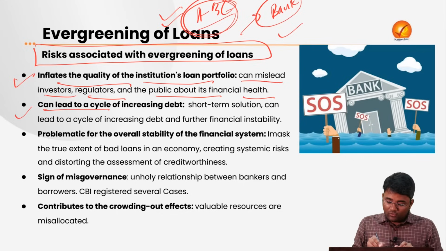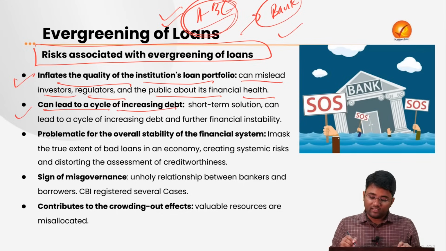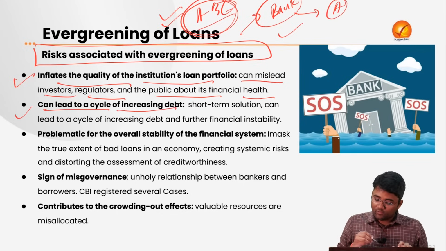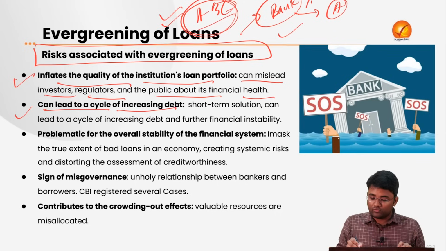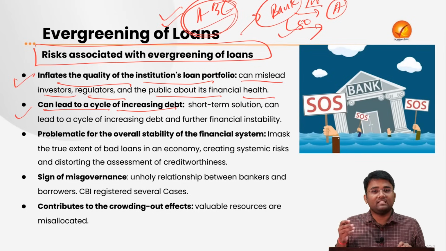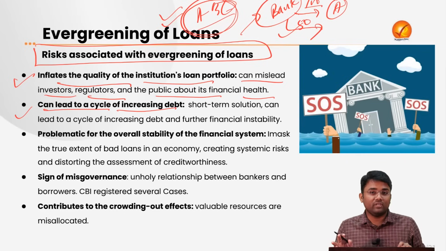Then this can also lead to a cycle of increasing debt. Now, what does it mean? This bank has given some loan to person A, let's suppose 1 lakh rupees. Then again it has extended 50,000 so that this person will repay that 1 lakh. But person A is very notorious and has not repaid that 50,000 also. Now the outstanding debt has increased to more than 1.5 lakh.